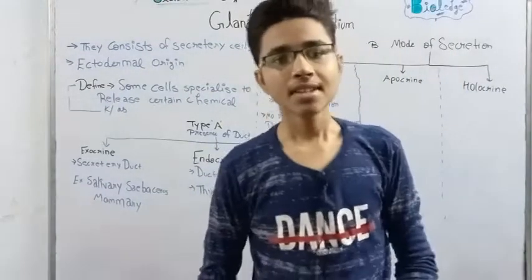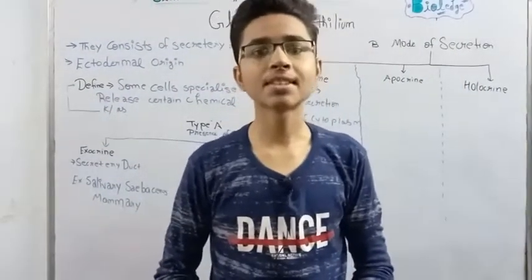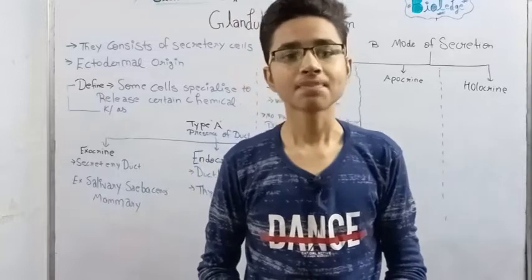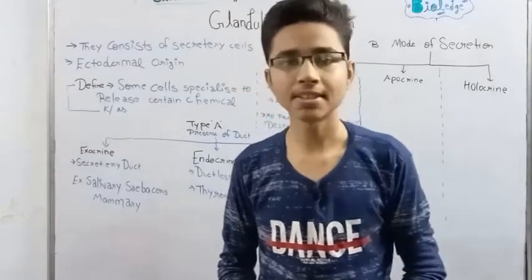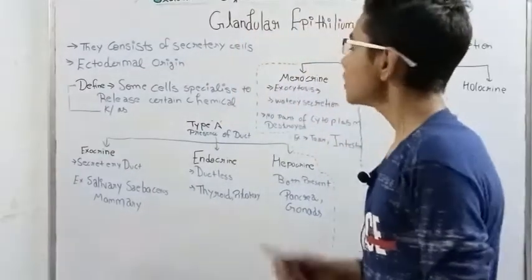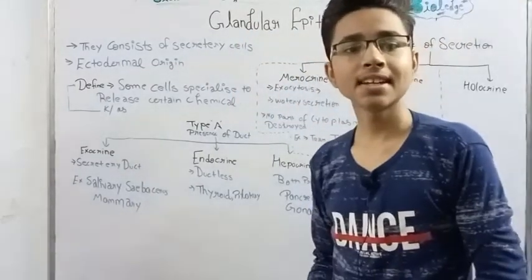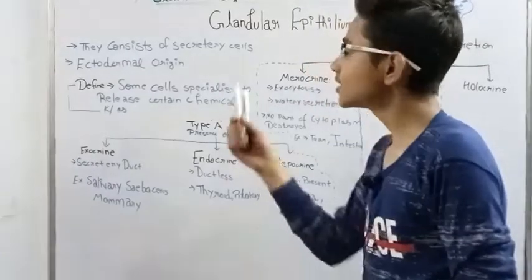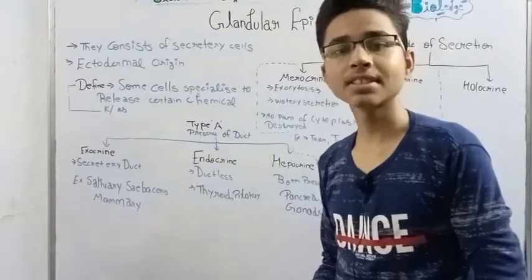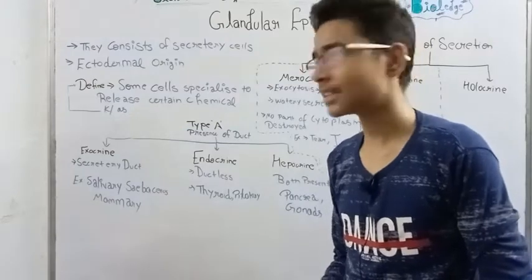Hello everyone. In the previous discussion we discussed the simple columnar epithelium. In today's discussion we are going to discuss the glandular epithelium. Glandular epithelium, as the name suggests, is the kind of epithelium which belongs to the glands. It consists of secretory cells, which are also termed the glands.